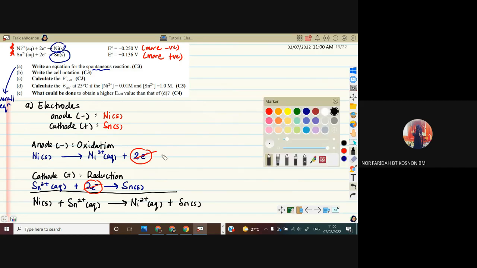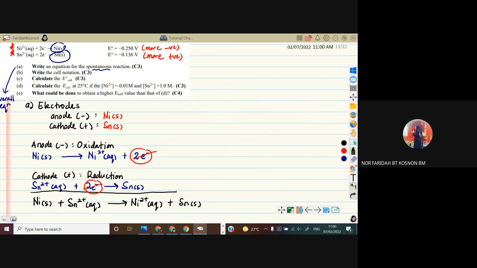Pastikan half-cell equation dia betul. Maksudnya betul tu balance, ada fasa. Phase tu mesti ada. Okay, dan represent the correct reaction. Maksudnya kalau oxidation mesti persamaan oxidation, and then same goes to the cathode. And for overall equation, yang memang jawapan akhirnya mesti betul as it is. Kedudukan nikel dengan tin ion tu terbalik pun tak apa, tapi dia mesti betul lah. Reaktan kita dengan produk kita mesti betul. Okay, that is for question A.